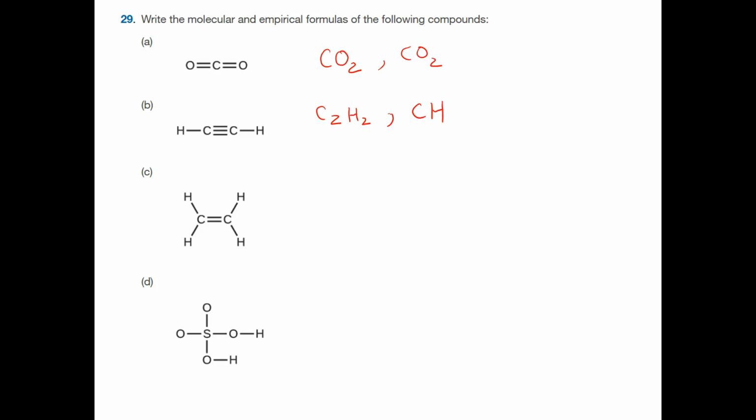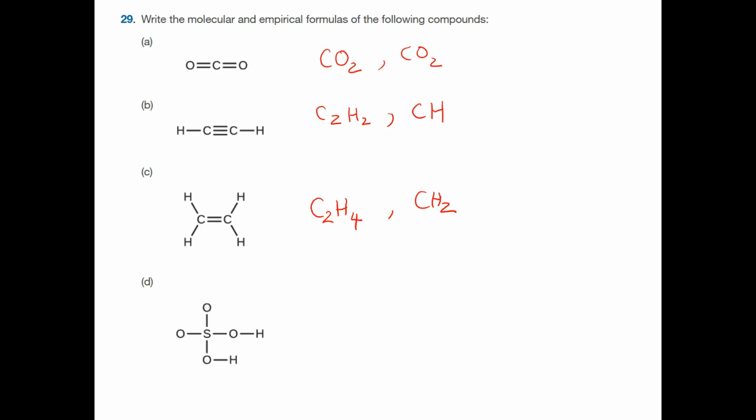Okay, again we have carbon and hydrogen, so we know that carbon is going to come first because it's in group 4A, and then hydrogen always comes last, so we're going to have 4 hydrogens at the end there. This can be simplified by dividing through by the common factor of 2, so the empirical formula will be CH2.